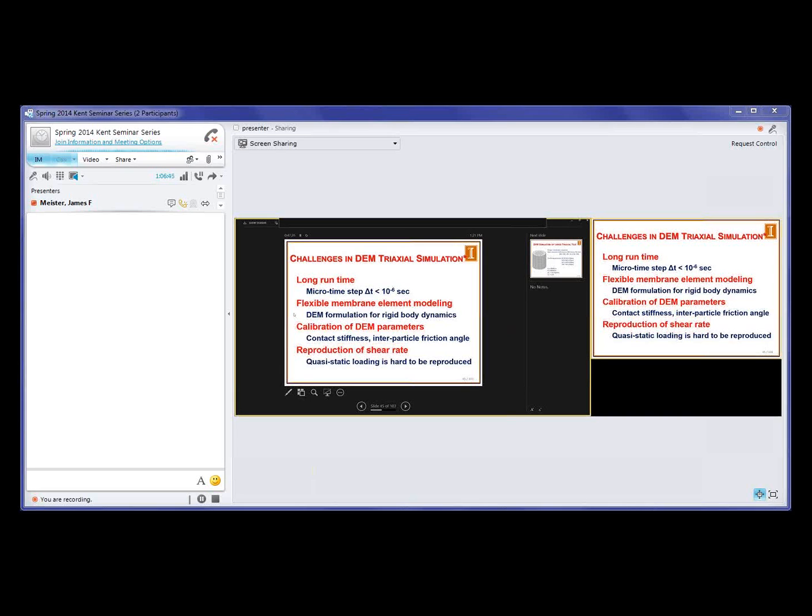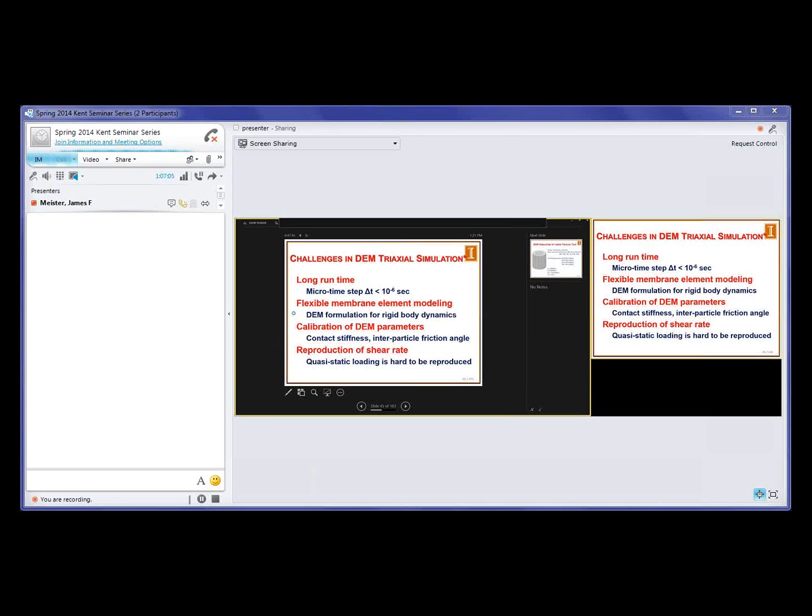But thanks to Dr. Hai, he already calibrated it from the laboratory experiments. So we decided just to use the same. Because once you calibrate it, you don't want to change it anymore. Otherwise, it's not called calibration. And the last challenge is how to reproduce the quasi-static loading. It's very difficult in simulation.